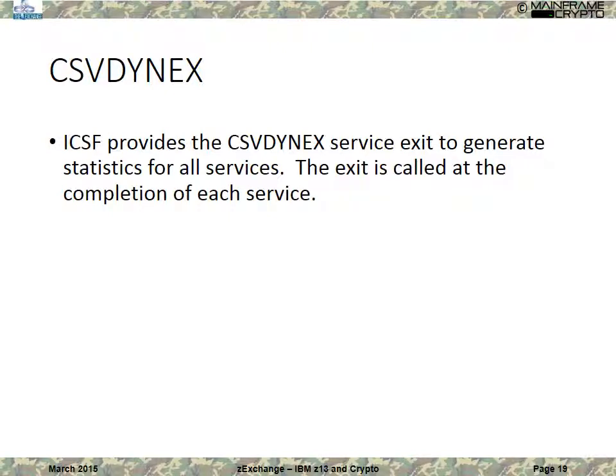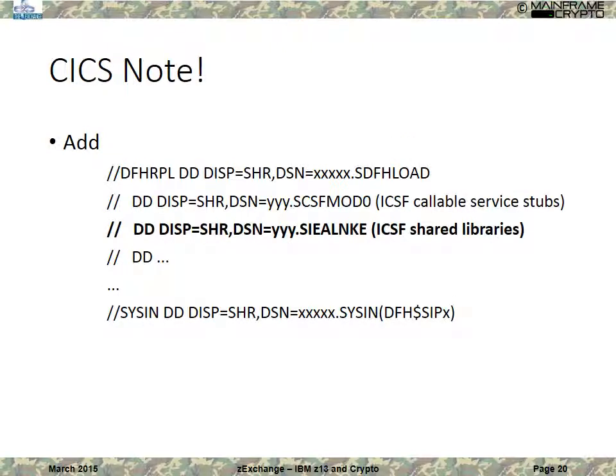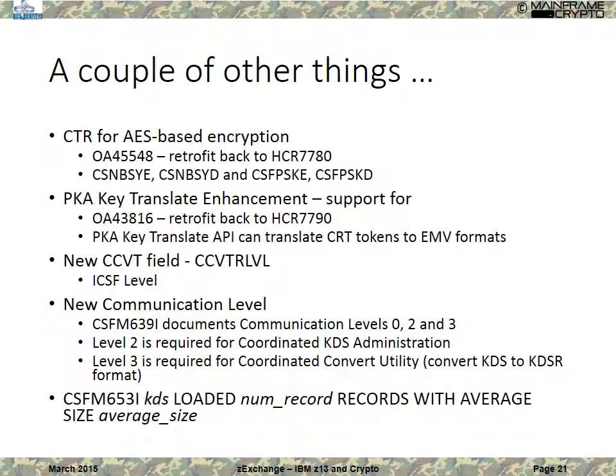On slide 20, I didn't really see this called out anywhere, but it happened to catch the fact that if you are running CICS, when you upgrade to 77 Baker Zero, you are going to need to change your RPL DD statement to add the ICSF shared libraries. That has not been a requirement before, but it looks like it is a new requirement with 77 Baker Zero. On slide 20.